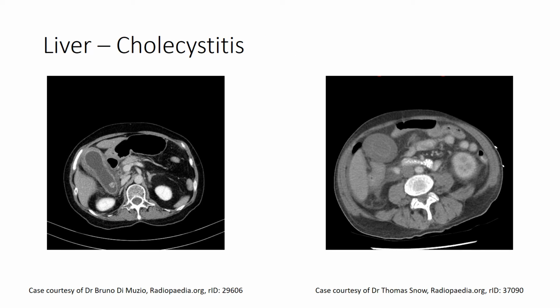Acute cholecystitis is very common and can be calculous or acalculous. On the left is an example of calculous cholecystitis, and on the right is an image of acalculous. On CT, the classic features are gallbladder wall thickening, pericholecystic fluid, a stone, which can be either obstructing or non-obstructing in the setting of calculous cholecystitis, and possible increased density cholecystic fluid as seen in this example of acalculous cholecystitis.